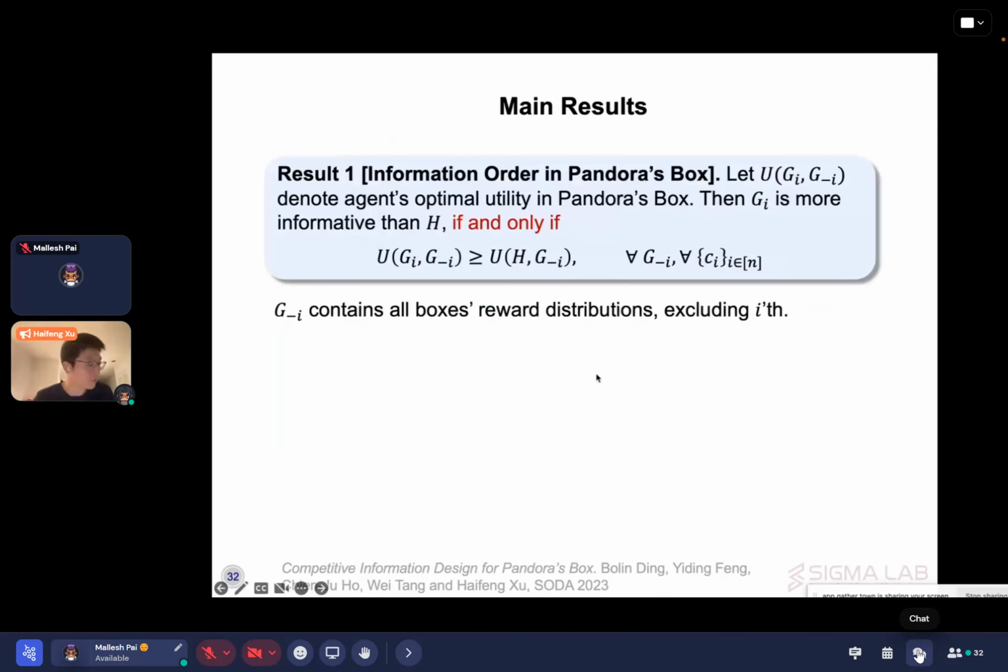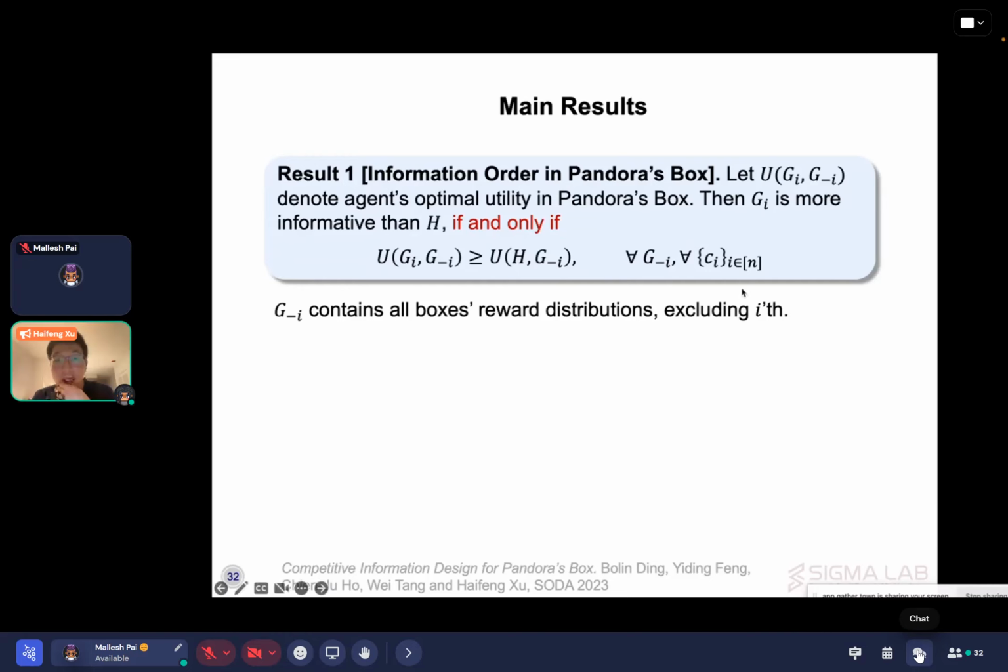And our main result is basically we're able to characterize. So we have two main results. The first is we're able to relate the agent's utility with the order of the informativeness of the distribution in the Pandora box. So we call this information order in Pandora box. Particularly, if I use U(G_i, G_-i) to denote the agent's optimal utility in the Pandora box, where G_i is box i's distribution, and G_-i contains all the other boxes' reward distributions, standard game theoretic notation.